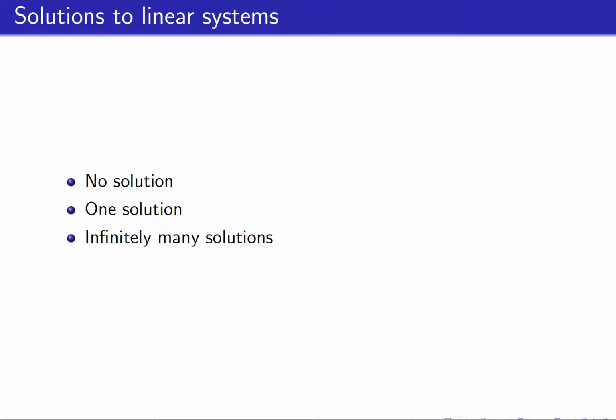First of all, solutions to linear systems. One thing we discovered last time was that there are only three possibilities. There could be no solutions, there could be one solution, or there could be infinitely many solutions. So it's impossible for there to be like two solutions or eight solutions or something like that. There's only no solutions, one solution, or infinitely many. Okay.